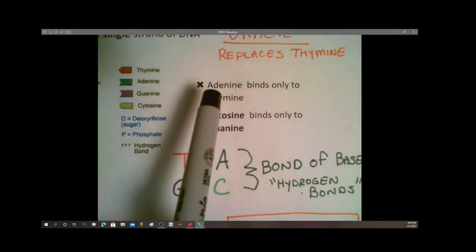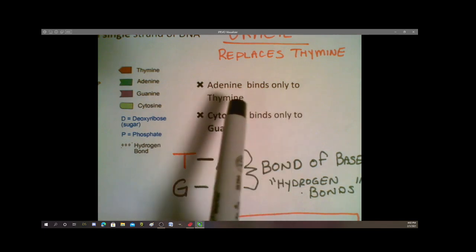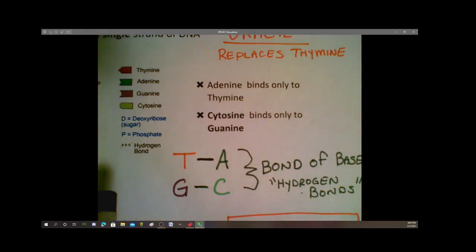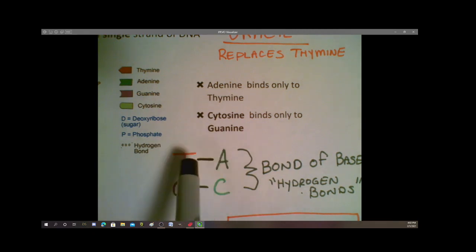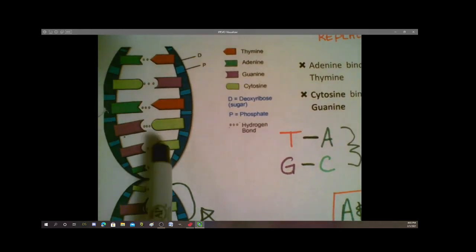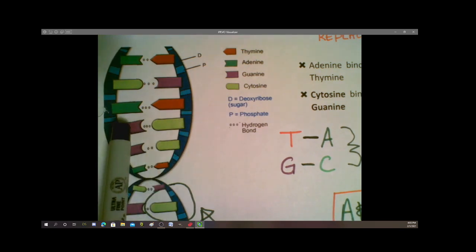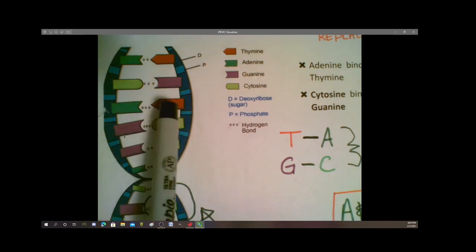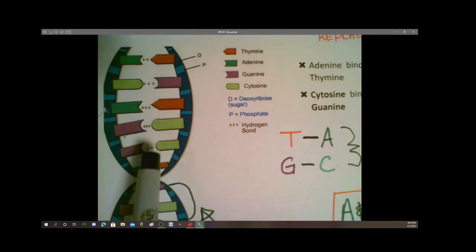It turns out that adenine can only bond to thymine and cytosine can only bond to guanine. So that's what I have right here. So A's and T's bond, and C's and G's bond. Well, they bond right here. So if we have cytosine, then it bonds to guanine. And it makes up the steps of the ladder.